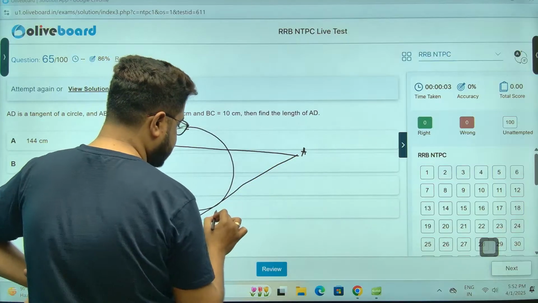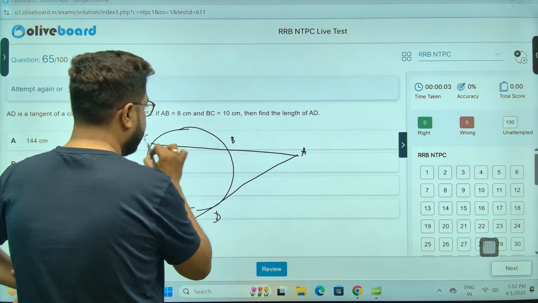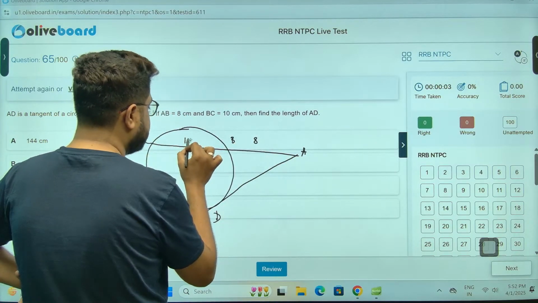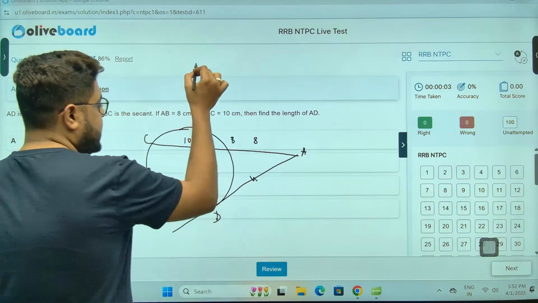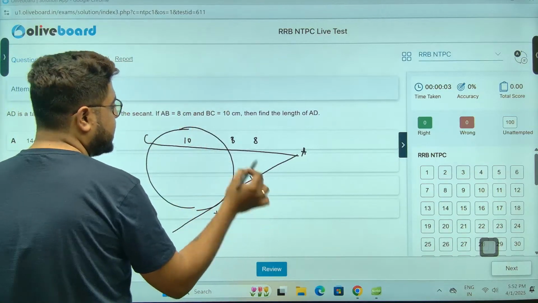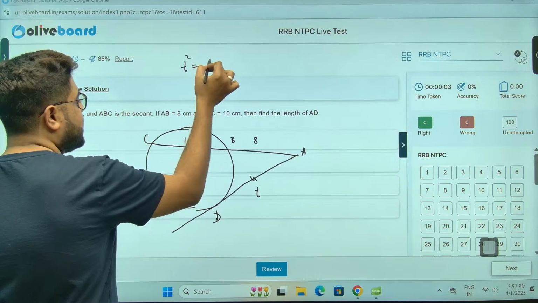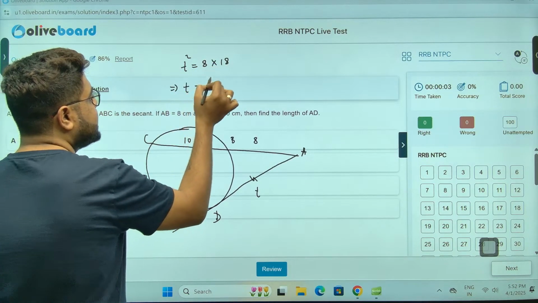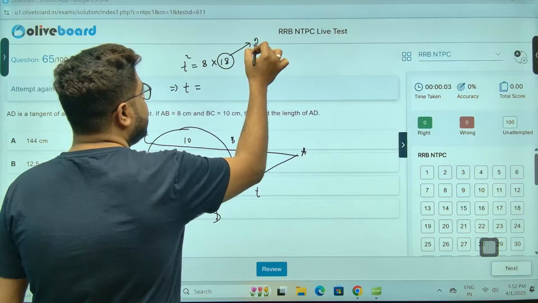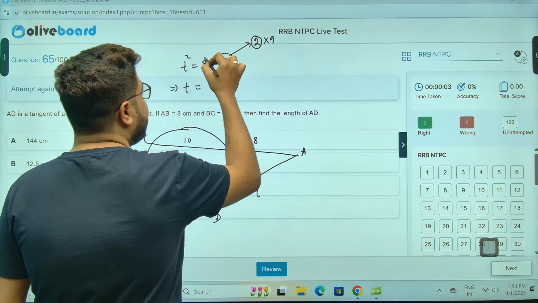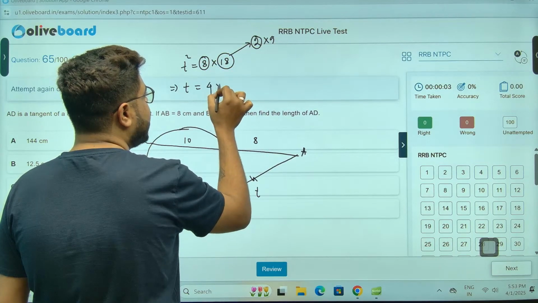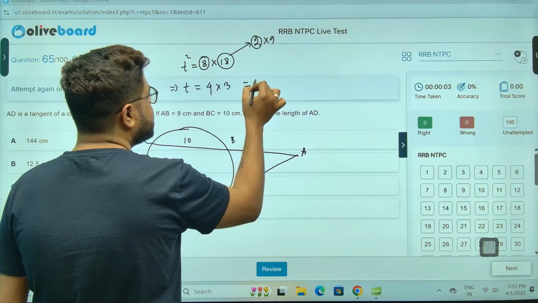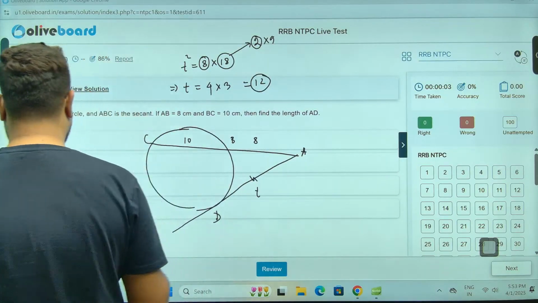Extremely sorry. This was 8, this was 10. So that means T, I have taken this. So T squared was equal to 8 into 18. 18 means 2 into 9. This 2 and 8 means 16, 16 means 4, square root of 9 is 3. So it is 12. AD is 12.